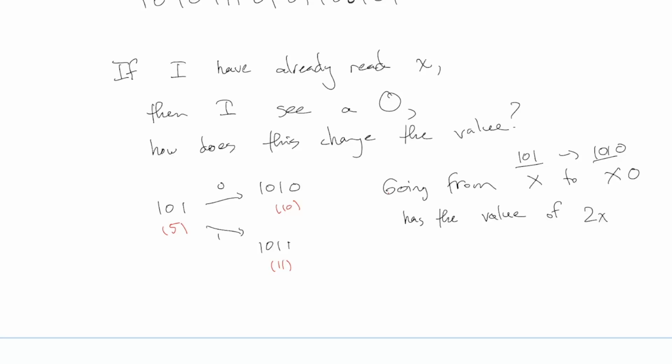All right. Can anyone say, similarly, if I go from x to x followed by a 1, so sticking a 1 on the end, has the value, can anybody say? Yeah? 2x plus 1. Yeah, it sounds like it's going to be more complicated, but it's not. It's just 1 more than it would have been if you stuck a 0 on the end. So it has the value of 2x plus 1, right?